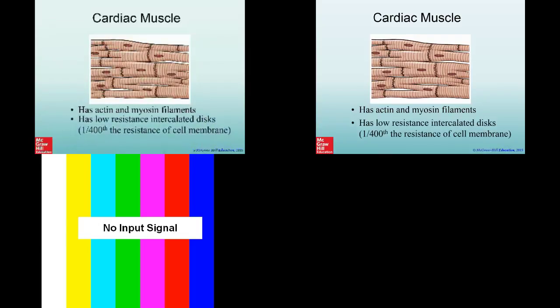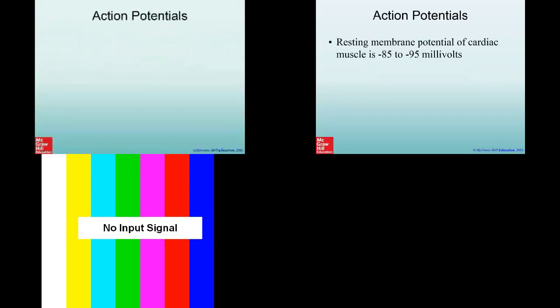So our contraction is going to have a cross-bridge cycle with actin and myosin. Then our cells are going to be stimulated to contract because of these intercalated discs. So you're going to get a depolarizing wave traveling through all of these cells. We talked about the action potentials previously. Let's go through them again just to refresh everybody's memory.